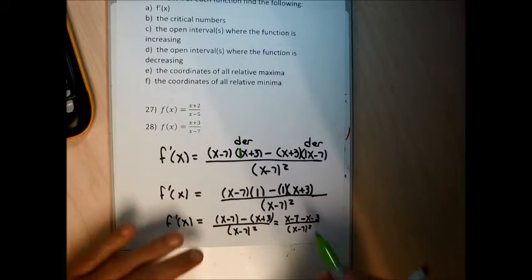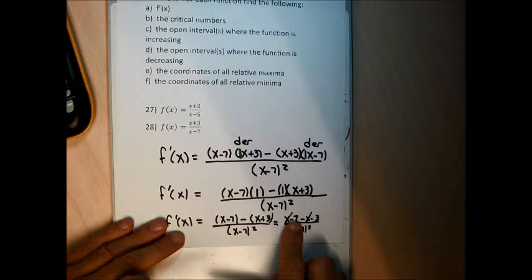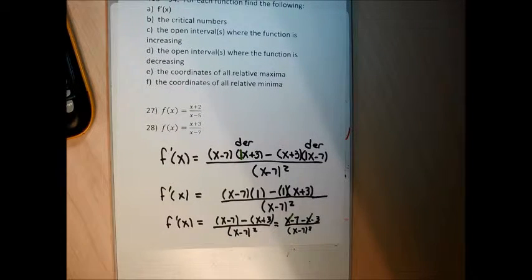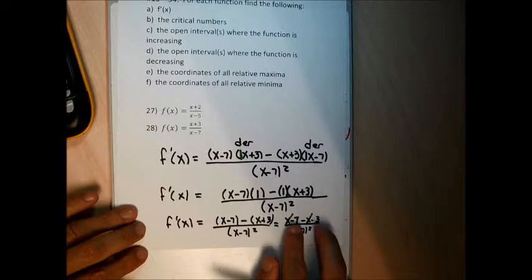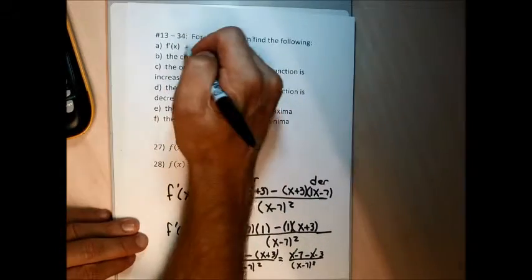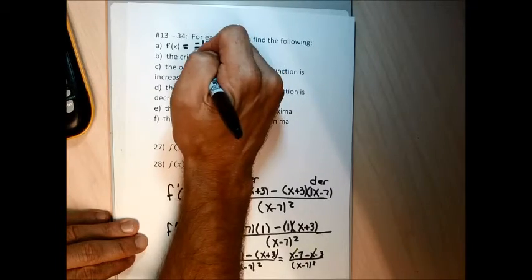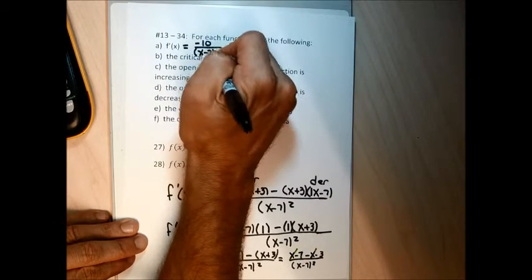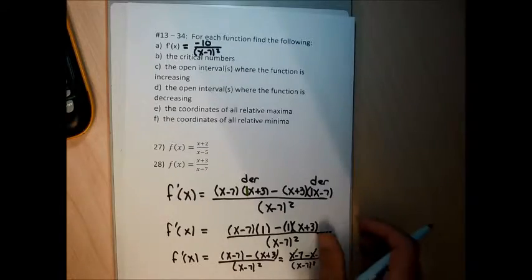In the numerator of the derivative, the x's cancel, and you're left with a minus 7 and a minus 3 that combine to minus 10. So my derivative is going to be a fraction. The numerator is going to have a minus 10. The denominator is going to have x minus 7 quantity squared. So f prime of x is going to be minus 10 over x minus 7 quantity squared. To find the critical numbers, I want to find the values of x where the fraction is equal to 0 and the values of x where the fraction is undefined.